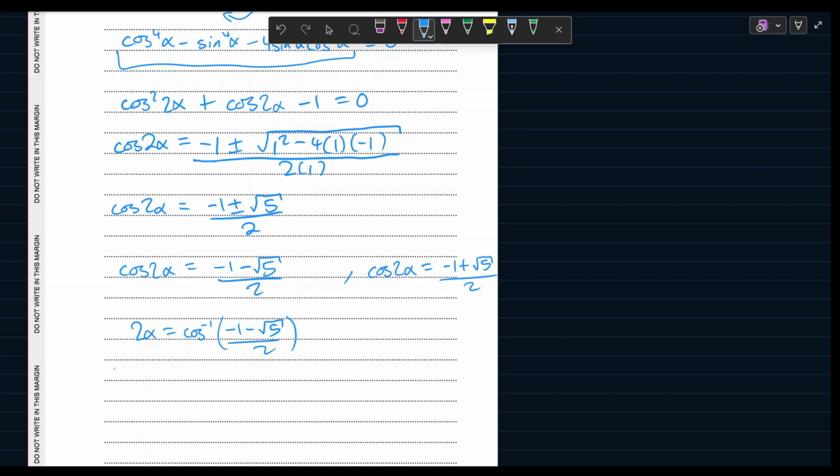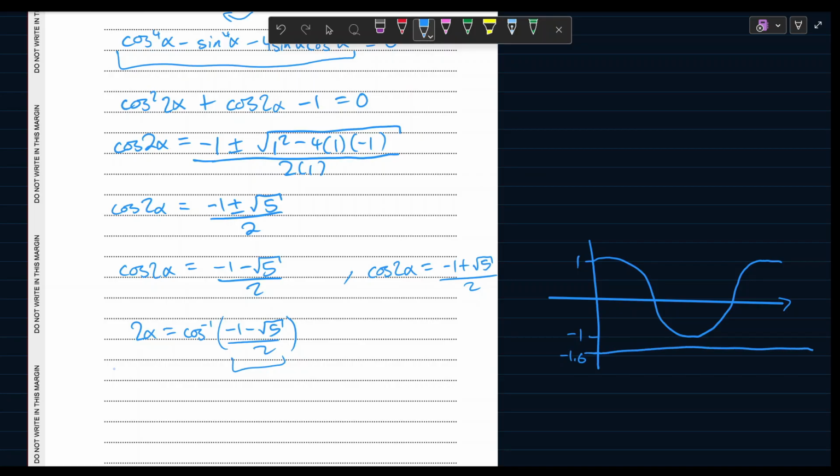Yes. So if you look at the graph of y equals cos x, what we're looking at is something like this. And this here is 1, and this is minus 1. So our value here is approximately minus 1.6. So it would be somewhere here. As you can see, this value is not going to intersect our graph at all. So as a result, there would be no solutions. So we just write here alpha, there's no solutions.